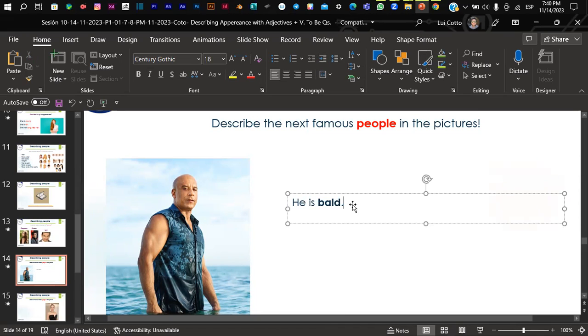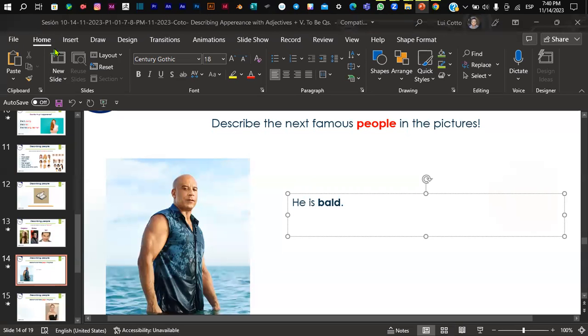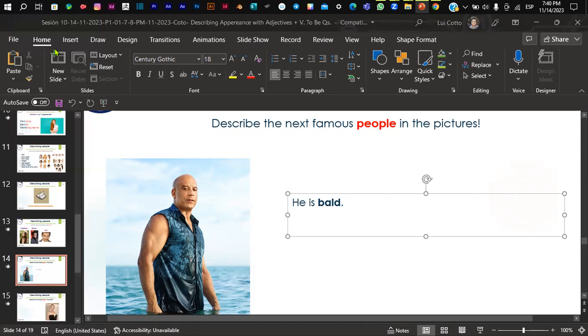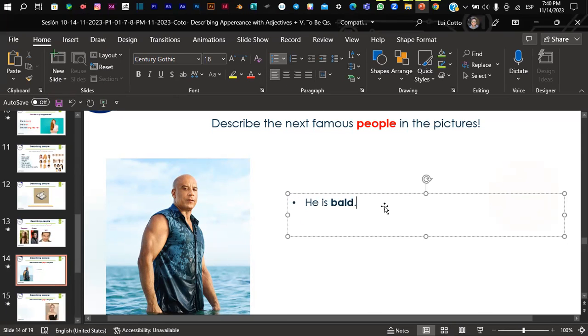What else? ¿Qué más? Guys, Ana, I have in the class Gilma, Brenda, Lucia. Use adjectives for describing Vin Diesel. He's handsome. Really? For you? Is he handsome for you? Okay, no problem. Okay, he is handsome. Correct. Handsome is the adjective. What else?